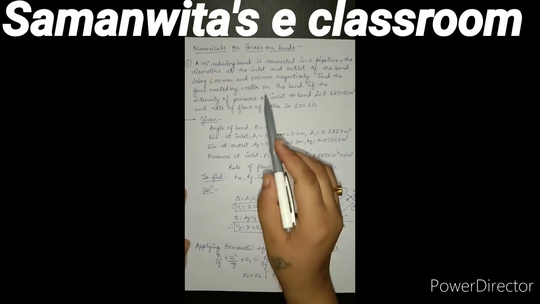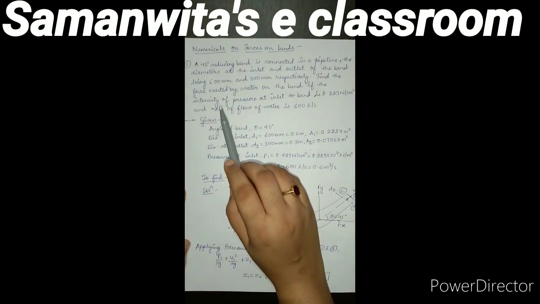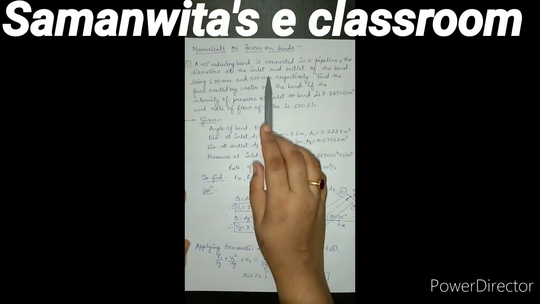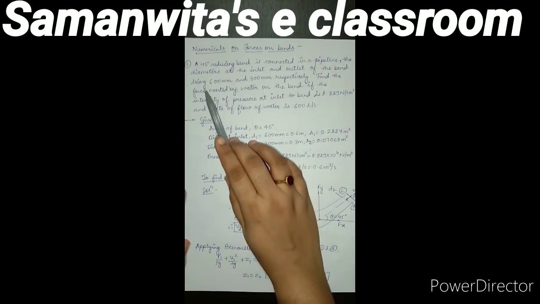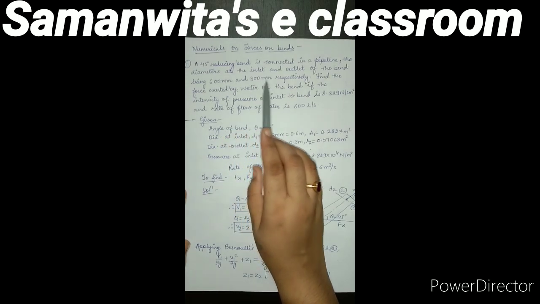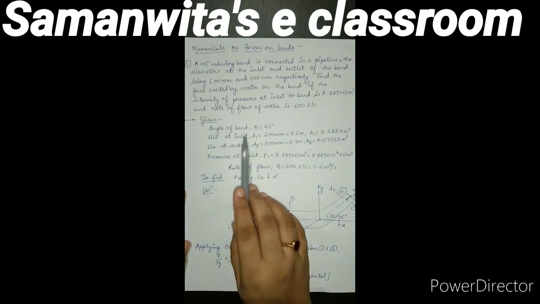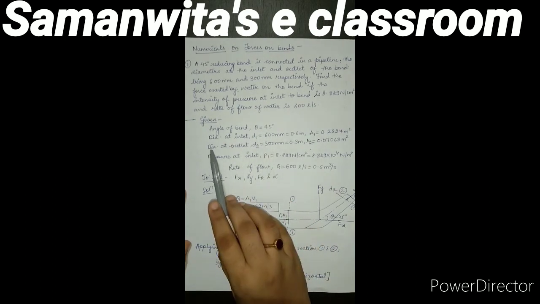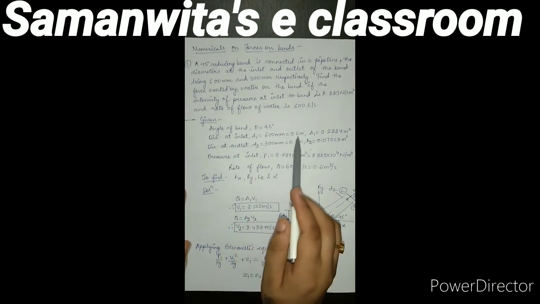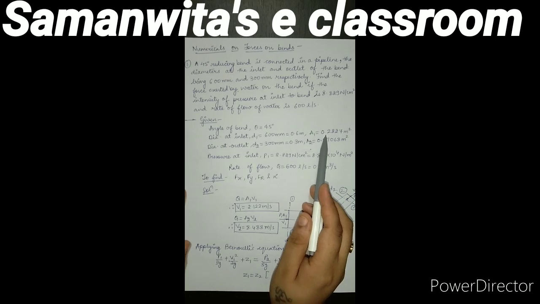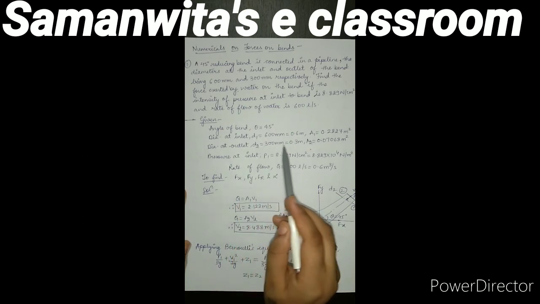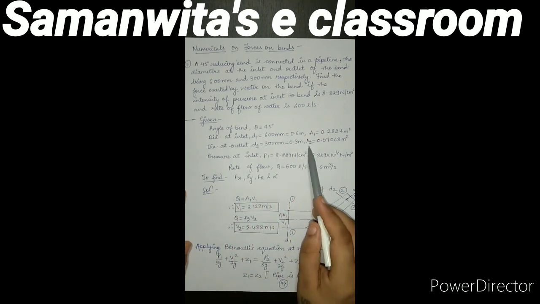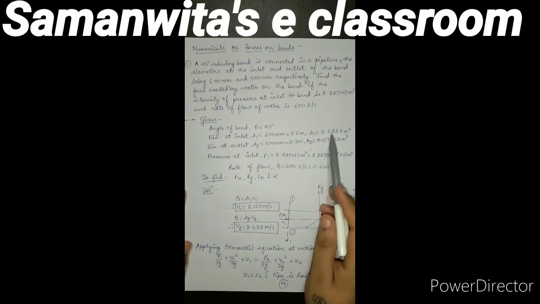Now let's take up some numericals on forces on bend. The first one: a 45-degree reducing bend is connected in a pipeline. The diameters at the inlet and outlet of the bend being 600 mm and 300 mm respectively. So the angle of bend theta is given as 45 degree. The diameter at the inlet D1 is 600 mm, which is 0.6 meter, and the area A1 can be calculated using the formula pi by 4 D1 square. Diameter at the outlet D2 is given as 300 mm, which is 0.3 meter, and A2 can be calculated as pi by 4 D2 square.